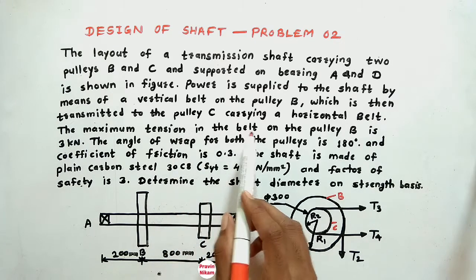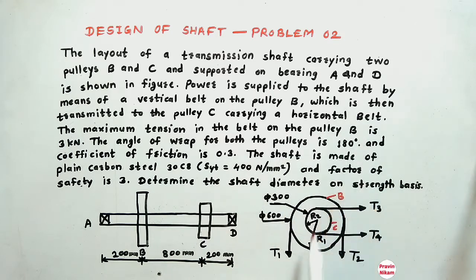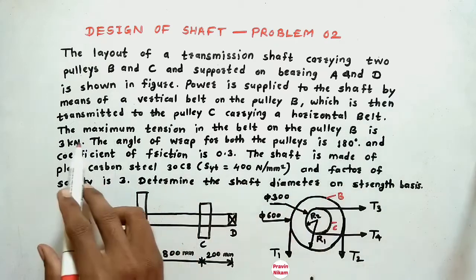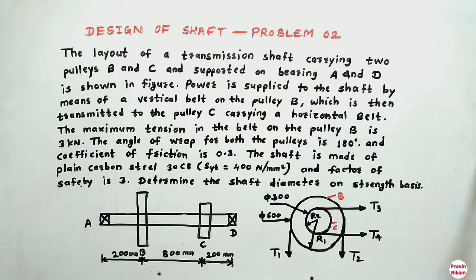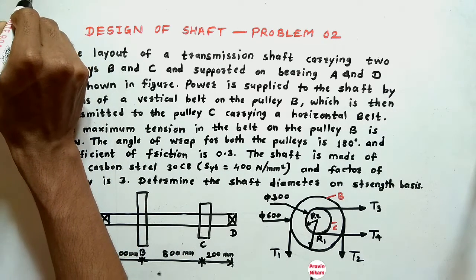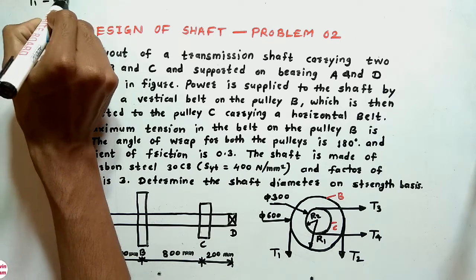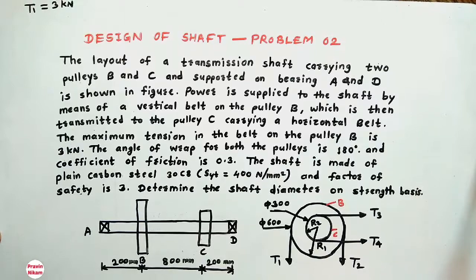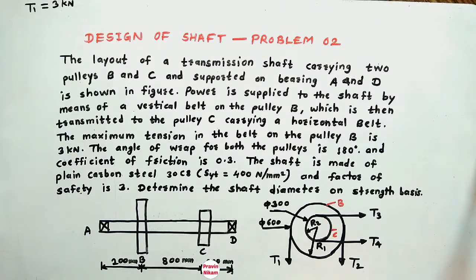Now the maximum tension in the belt on the pulley B is T1, which is given as 3 kilonewton. So the maximum tension on pulley B is 3 kilonewton. I am writing here the given data: T1 is 3 kilonewton.